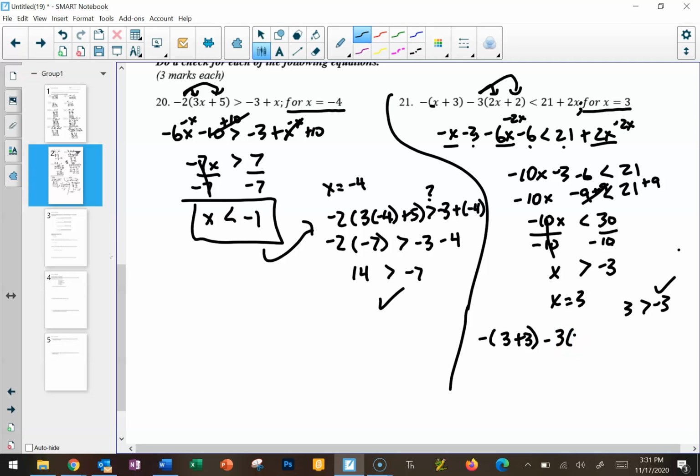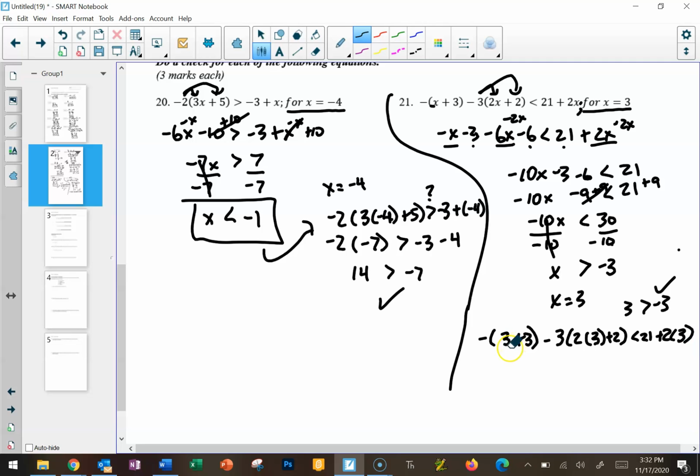-3 times 2, and then the x is 3 plus 2 in brackets, and then it's less than 21 plus 2 times 3. All right, let's see if this works out.